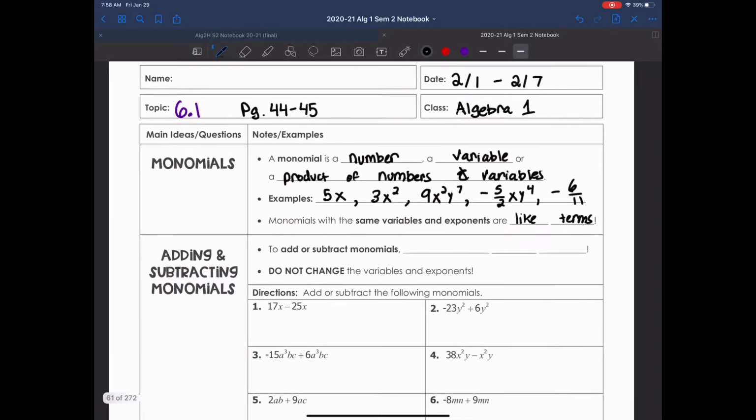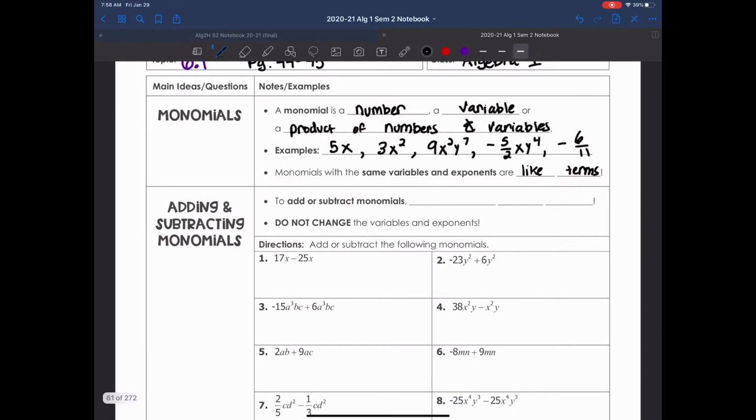So let's go ahead and talk about how to add and subtract monomials. To add or subtract monomials, what we're going to do is combine like terms. We need to figure out which terms are essentially on the same team, which terms have the same variable and the same exponent, and all of the terms that are on the same team, we can add or subtract them from each other depending on what the operations tell us to do.